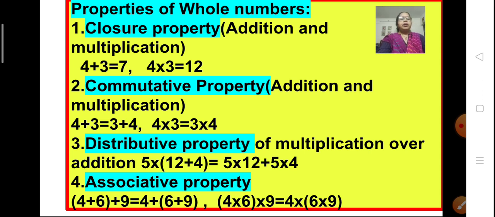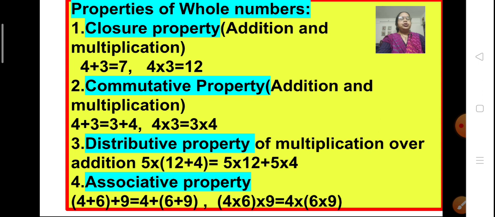That means 4 plus 3 is equal to 3 plus 4. Similarly, 4 multiplied by 3 is equal to 3 multiplied by 4. So if we change the order of the numbers while multiplying or adding, this does not affect the result. Then the third is distributive property of multiplication over addition.